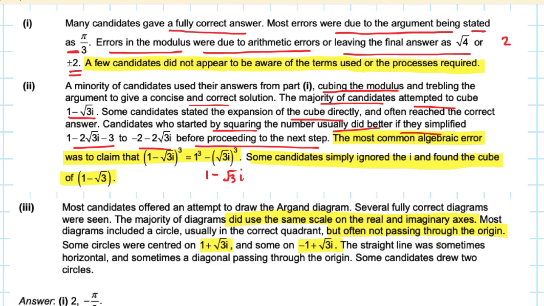The straight line was sometimes horizontal or sometimes diagonal passing through the origin. Some candidates drew two circles. So done with this. Now let's move on to the next question.